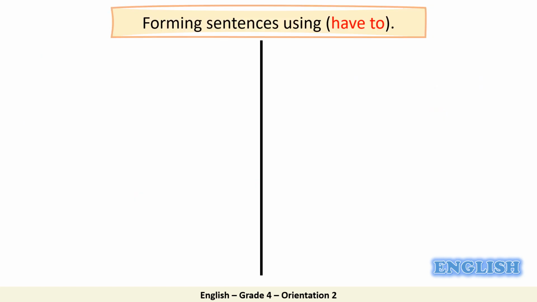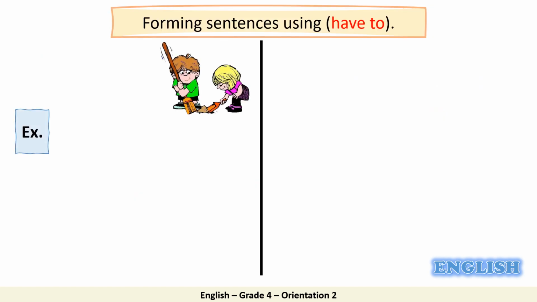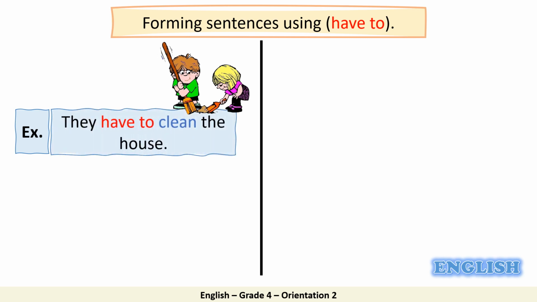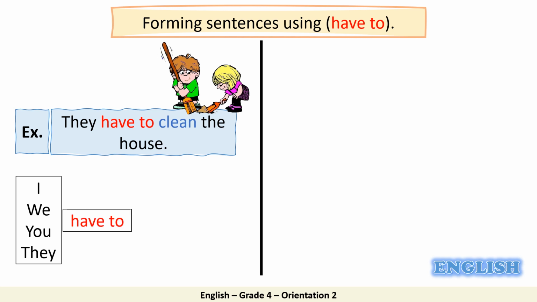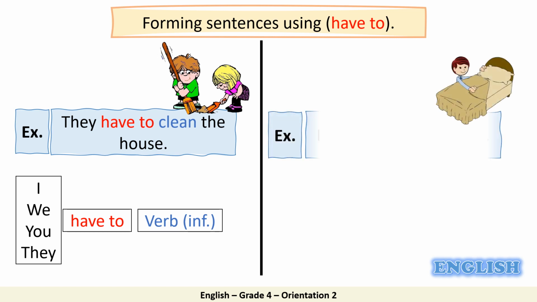Forming sentences using have to. Read the example with me. They have to clean the house. How to form this sentence? We start with I, we, you, they, or a name of more than one person. Then we use have to, and then we use the verb in the infinitive form, which is the verb without adding anything to it.